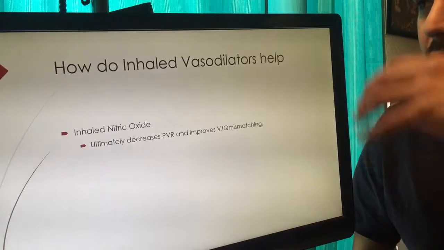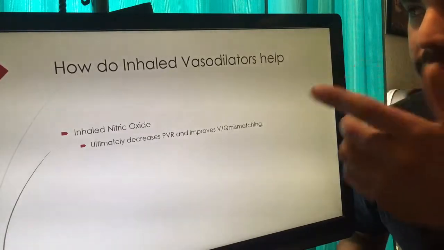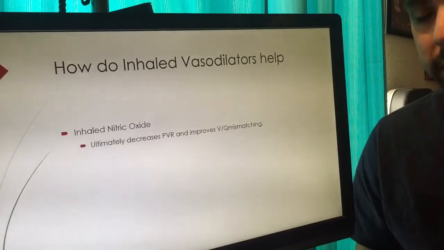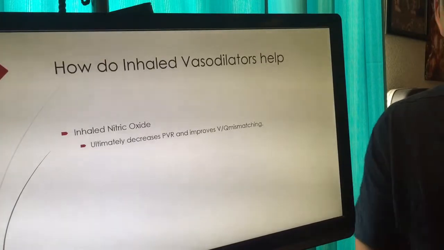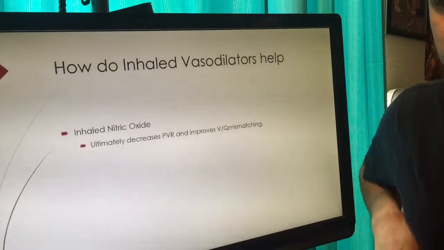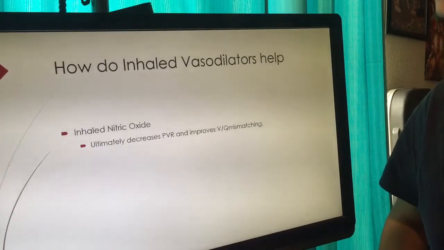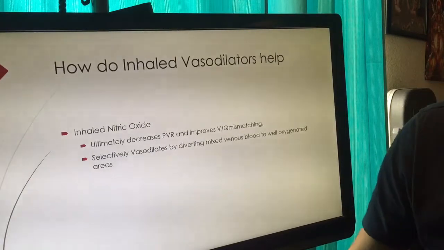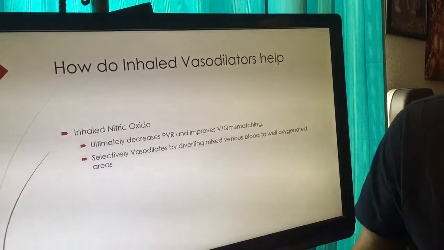I meant to say that inhaled vasodilators only work for well ventilated lung regions. So it's going to move mixed venous blood to those areas and decrease PVR, and that's what we want out of inhaled nitric oxide. So like I said, it selectively vasodilates.